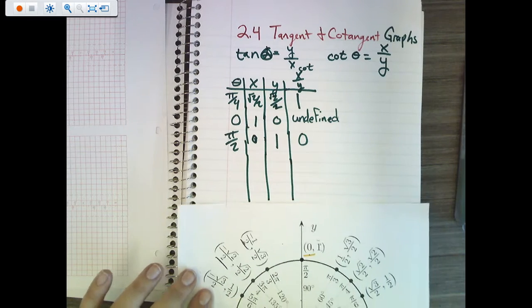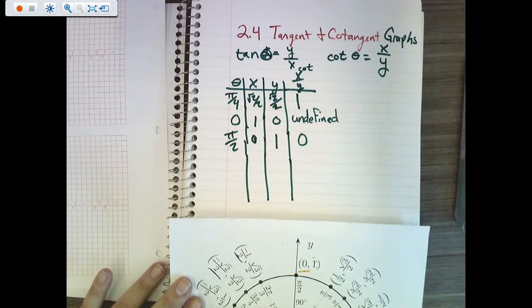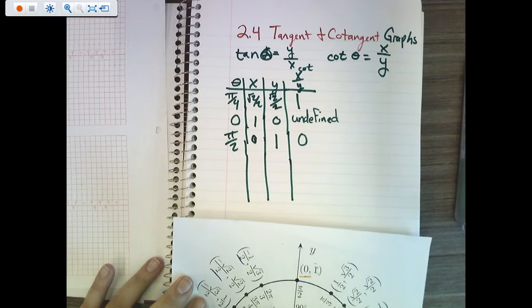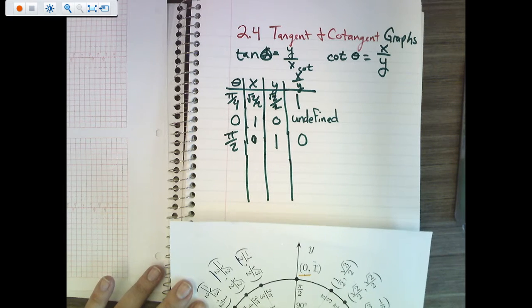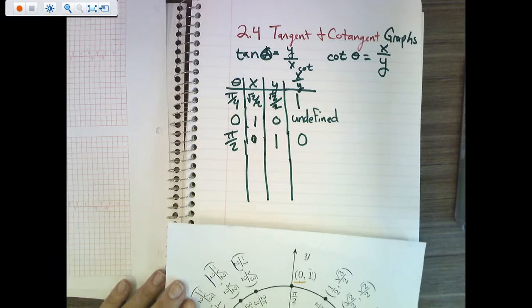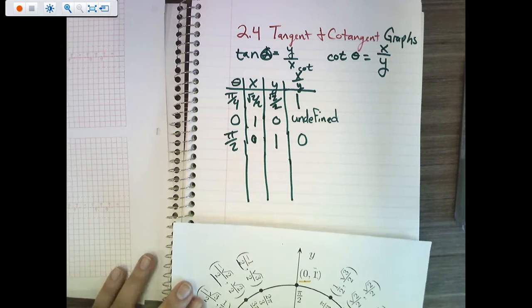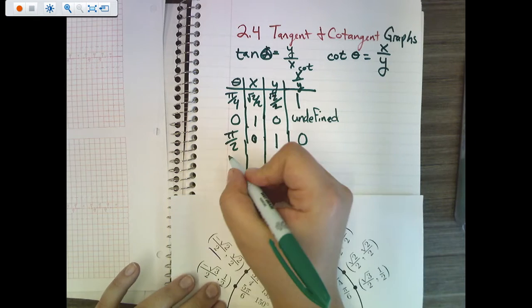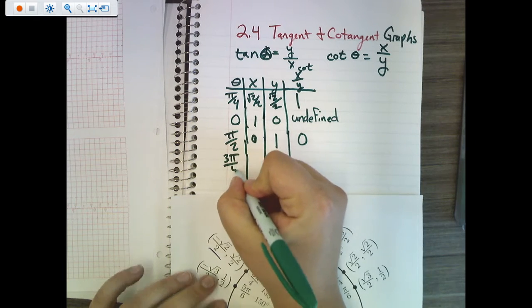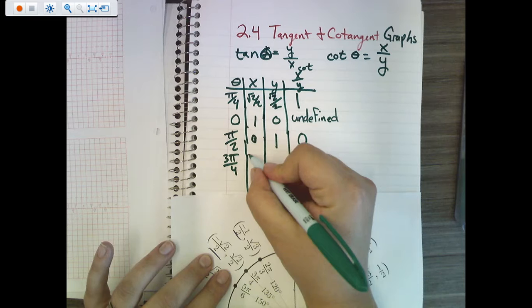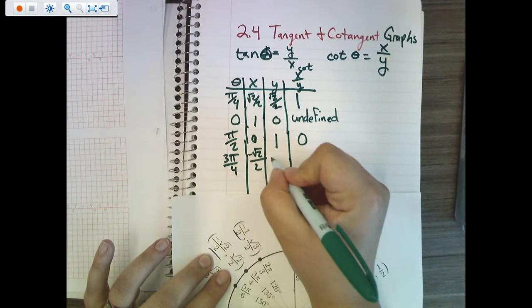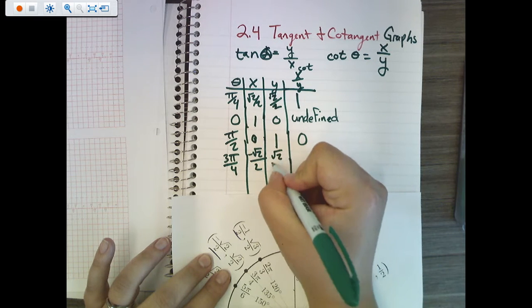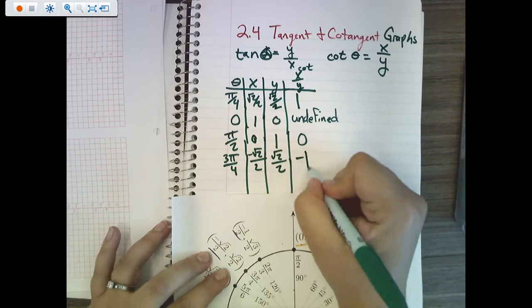And so you're not going through this process every single time, you're not writing out the whole chart. You could probably just stick it right on the graph to make a point on that graph paper, okay? So then at 3 pi over 4, 135 degrees, negative square root of 2 over 2 divided by the square root of 2 over 2 is going to give me negative 1.